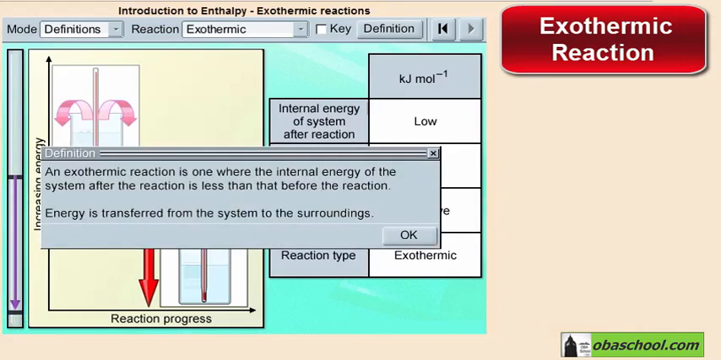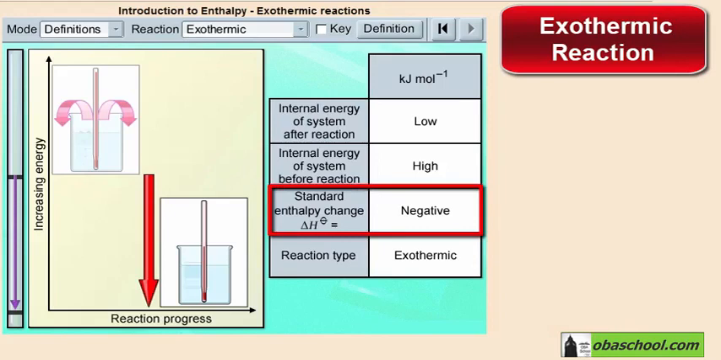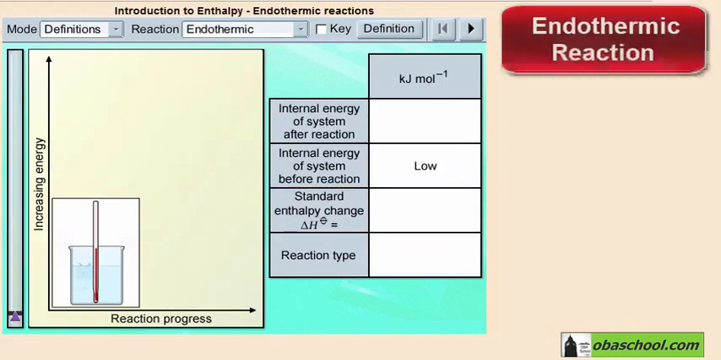So an exothermic reaction is a reaction where the internal energy of the system after the reaction is less than that before the reaction. Energy is transferred from the system to the surroundings, and the standard enthalpy change will be negative. Let's examine now an endothermic reaction.